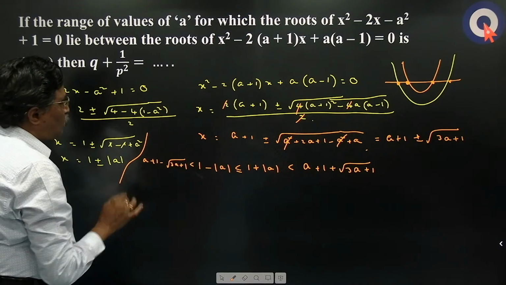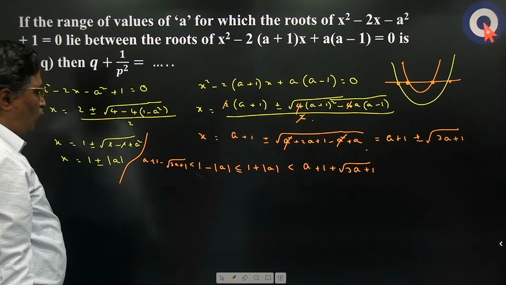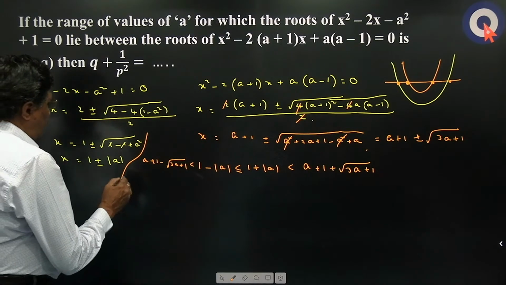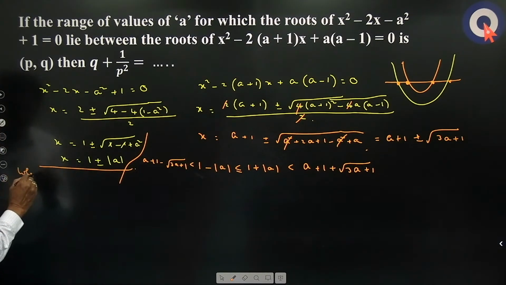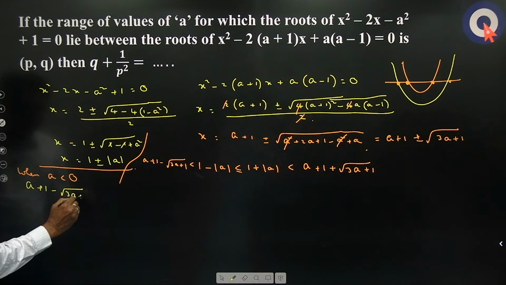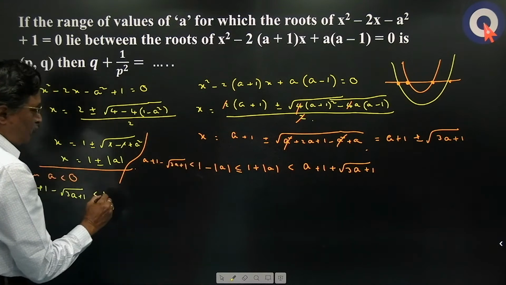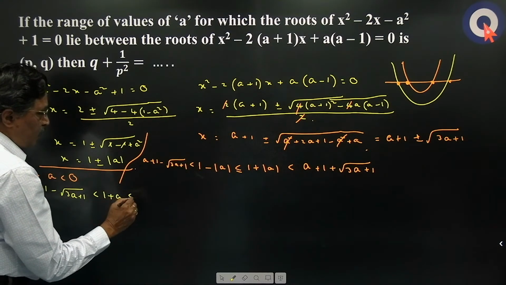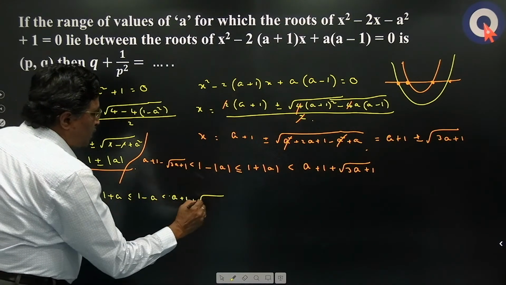So for that, because modulus is there, we shall now consider two cases: when a is less than 0 and when a is greater than 0. So when a is less than 0, you have this inequality: a plus 1 minus root of 3a plus 1 is less than, when a is negative, mod of that is minus of that. So this becomes 1 plus a less than or equal to 1 minus a less than a plus 1 plus root of 3a plus 1.